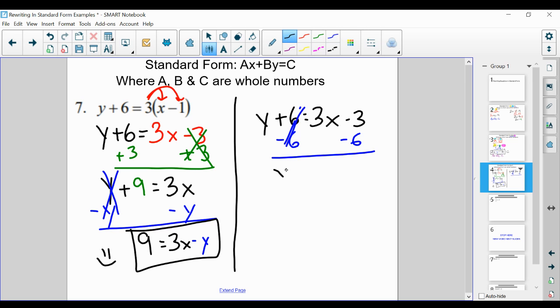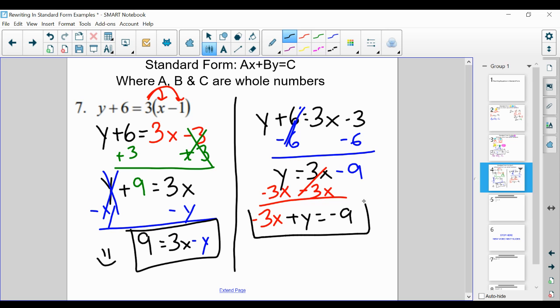When we do that, we end up with y is equal to 3x minus 9. And now we need to move this 3x over to the other side. To do that, it's currently positive, so we're going to subtract. We end up with negative 3x plus y is equal to negative 9. And this technically is our answer.